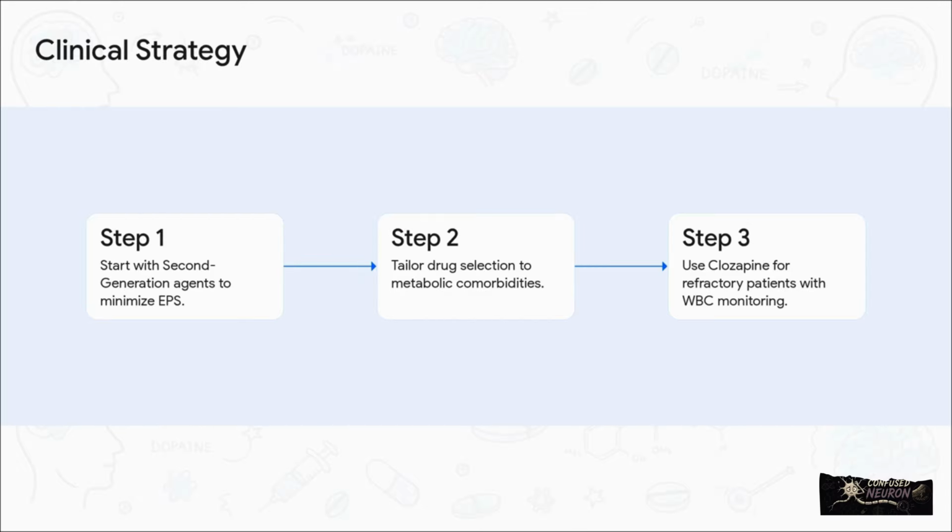Step 2, tailor the exact drug to the patient. If they already have diabetes, you'll definitely want to avoid atypicals known for massive weight gain, like Olanzapine. Step 3, hold your heavy hitter Clozapine in reserve. You only use it for refractory, treatment-resistant patients, and you have to strictly monitor their white blood cell counts.